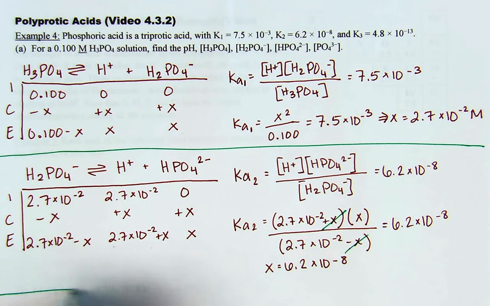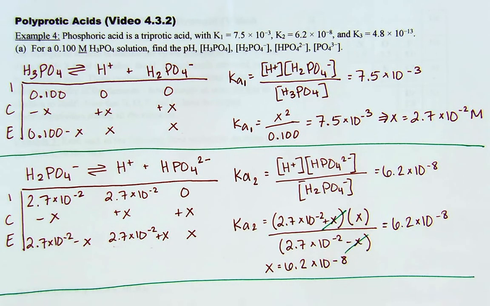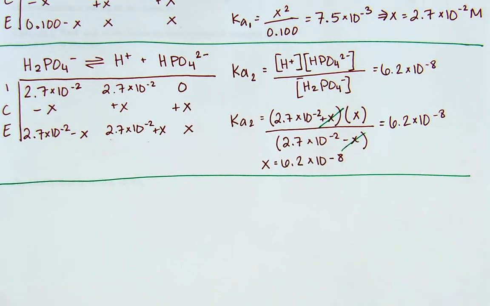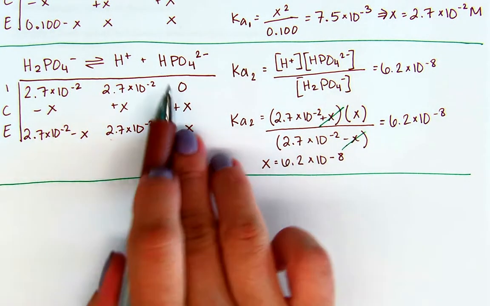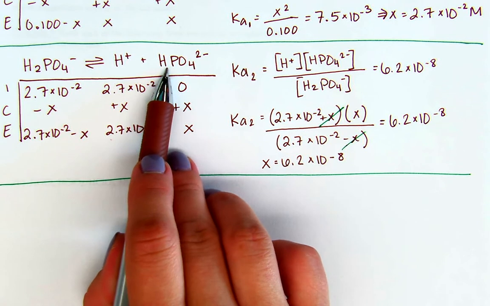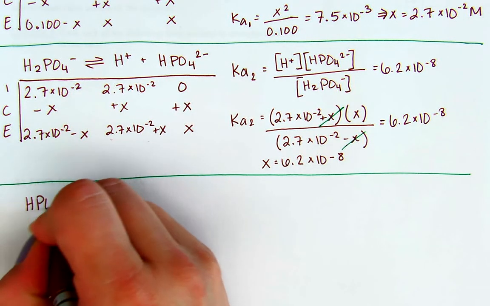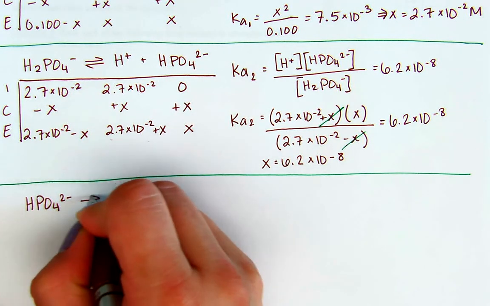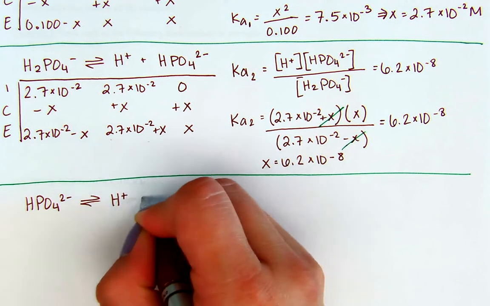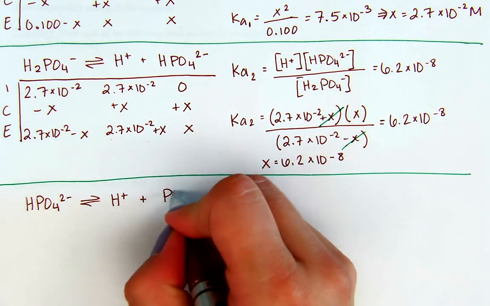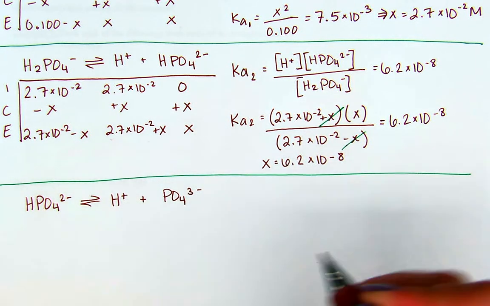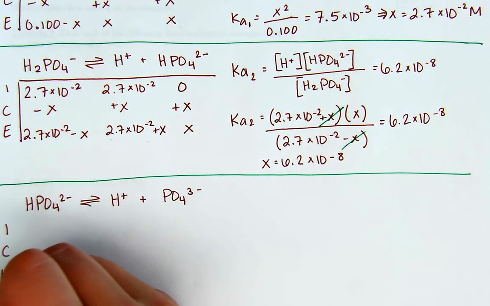Alright. That was our second proton. We still have one more to go. So the last one is right here. It's on HPO4 2 minus. So that's what we're starting with. And it's in equilibrium, and if we tear off that last proton, we're left with just the phosphate ion, PO4 3 minus. Here's our ice table.